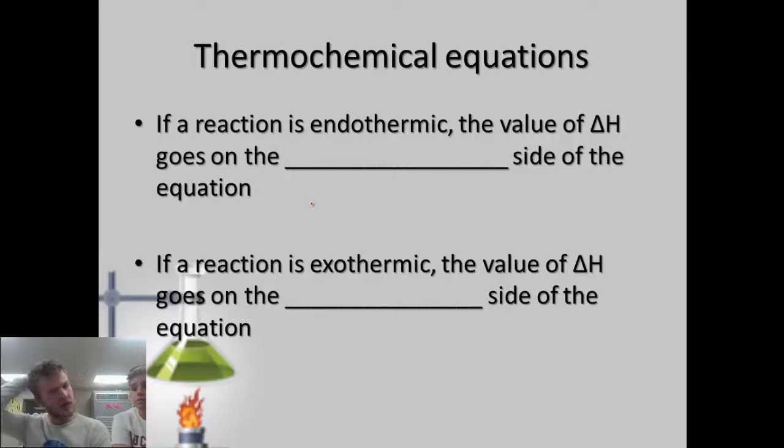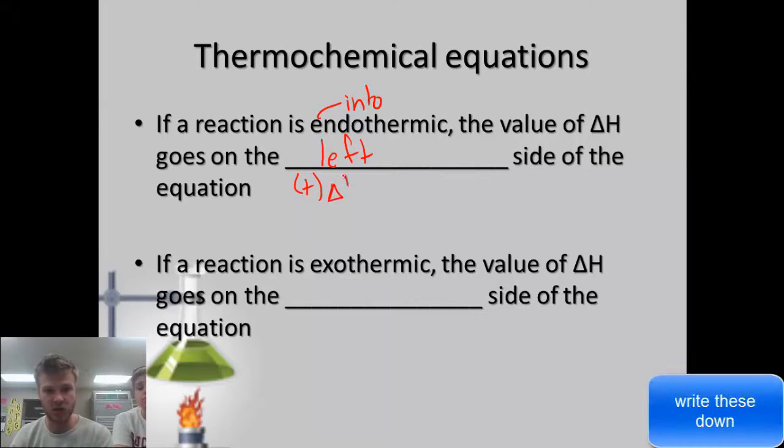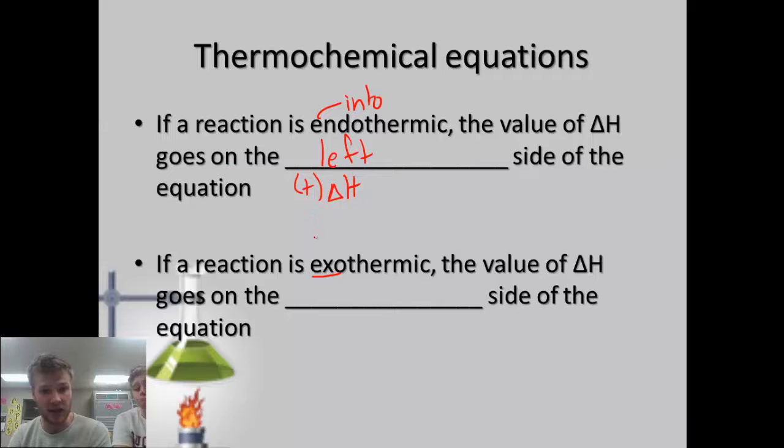So remind me, if a reaction is endothermic, the value of delta H goes on the left side. And if it's endothermic, that means energy is flowing into or is being absorbed in the reaction, which means it's got a positive sign. So this is a positive delta H. If it's exothermic, it's exiting the system, it's leaving, so it has a negative delta H, and it goes on the right side.